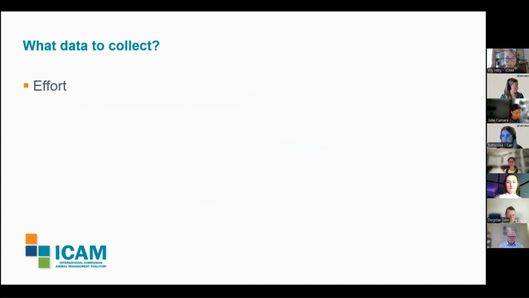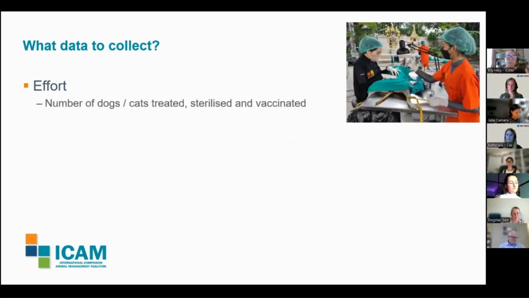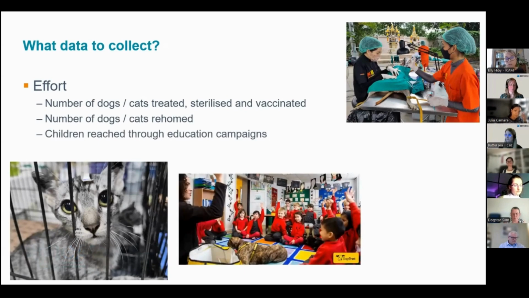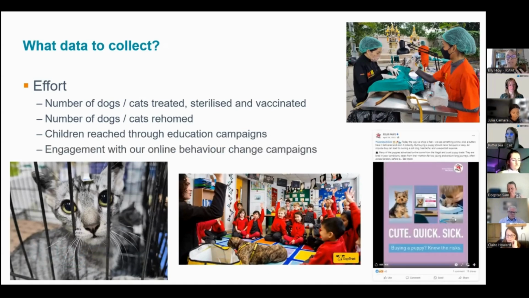So what data might we collect? We tend to naturally collect data related to our effort, not least because this tends to have a clear cost attached to it. So the number of animals we treat, sterilise or vaccinate, the number that we rehome, the number of children we reach through our education campaigns, and if we're running, for example, an online behaviour campaign or advocacy programme, we may look at metrics like engagement with our social media posts.